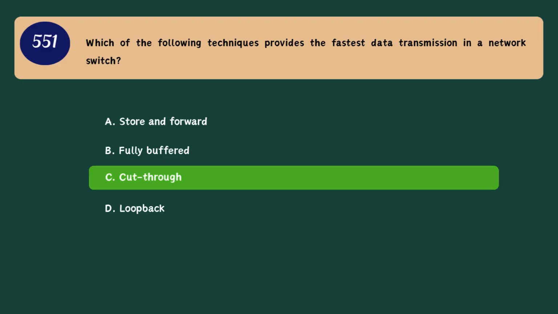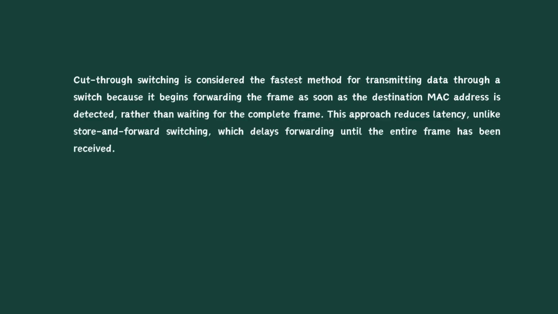Correct answer. C. Cut through. Cut-through switching is considered the fastest method for transmitting data through a switch because it begins forwarding the frame as soon as the destination MAC address is detected, rather than waiting for the complete frame. This approach reduces latency, unlike store and forward switching, which delays forwarding until the entire frame has been received.